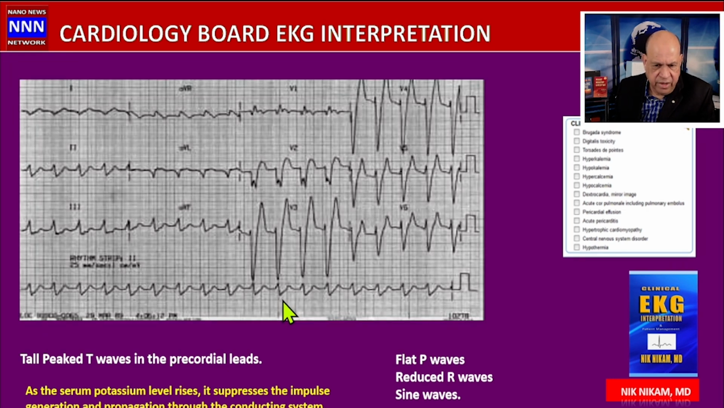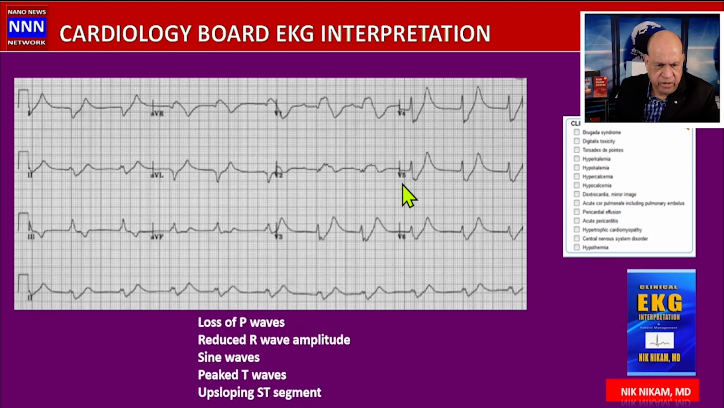All right, here is an example of tall peaked T waves. Also, there is right bundle branch block with slurred S waves. So whenever we see tall peaked T waves, we should consider there's also flattening of the P waves, as we can see here, and this right bundle branch block, of course, here. And this is another example of hyperkalemia. Let's move on to the next one here.